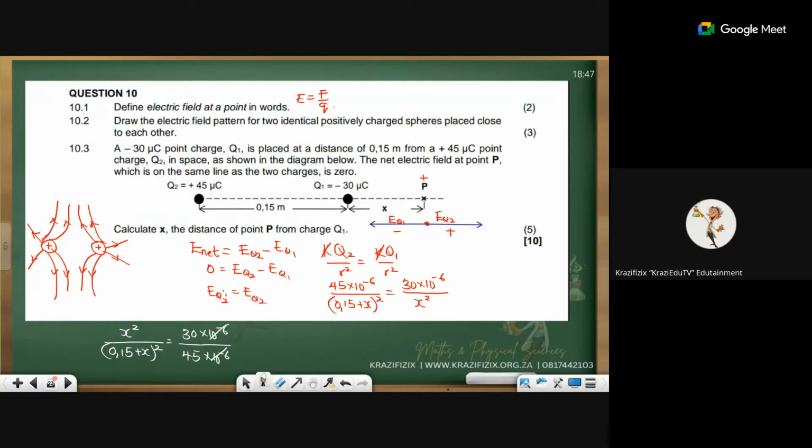What do you have? X, it removes the square root there, over what? 0.15 plus x equals to the square root of what? 30 over, what is 30 over 45 again? 3 over 2. Or you found the square root already?